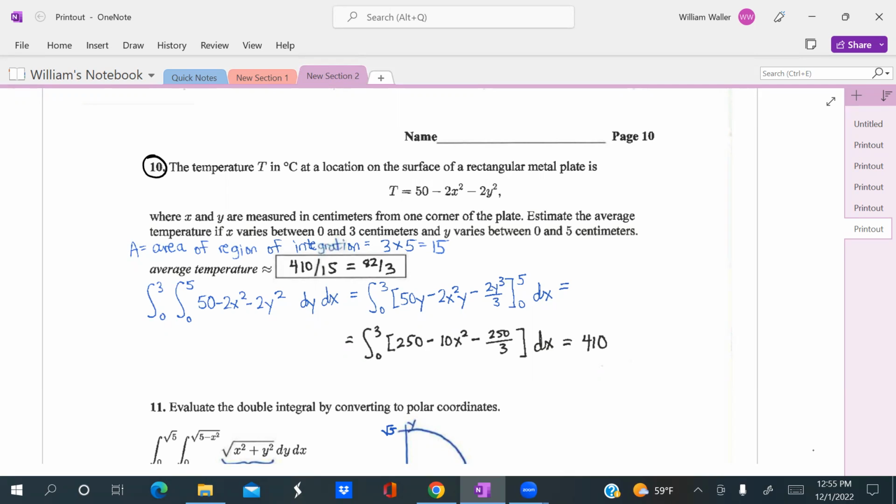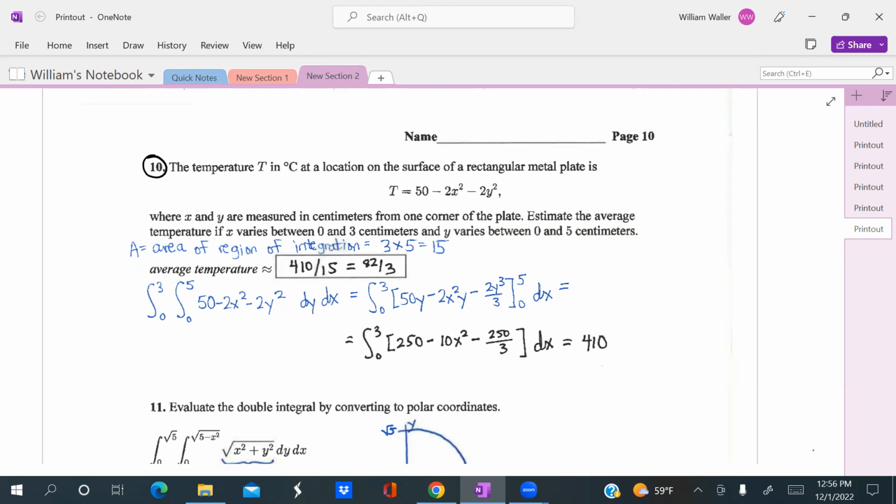You just have to use the anti-power rule to compute any antiderivatives here. And you end up with 410 as being the value of that double integral. And then divide that by the area of the region, which is 15. So you get 82/3 as being the average temperature of that metal plate.